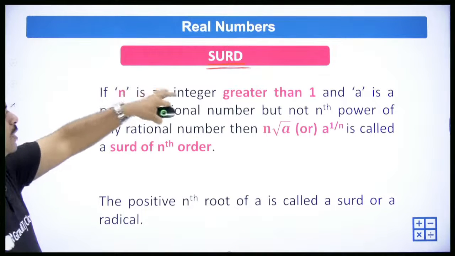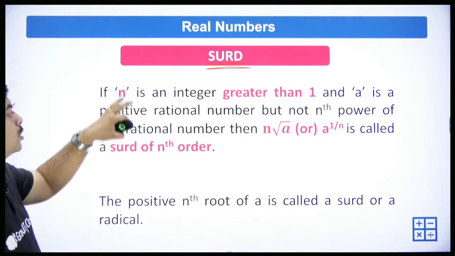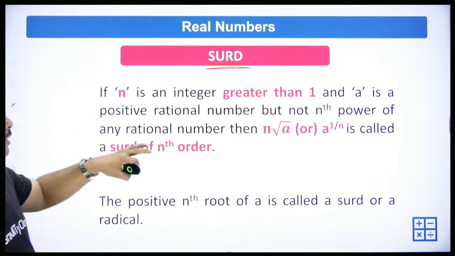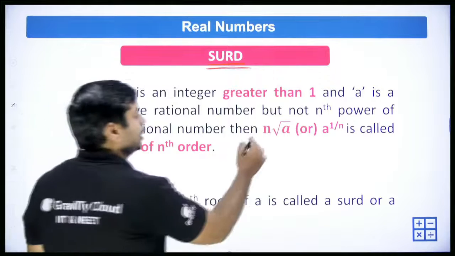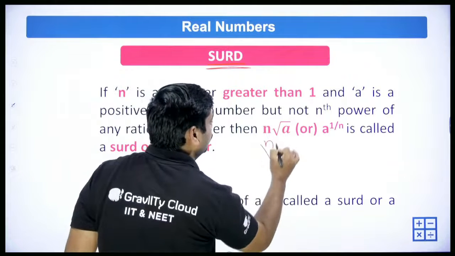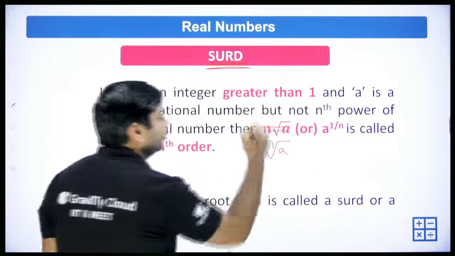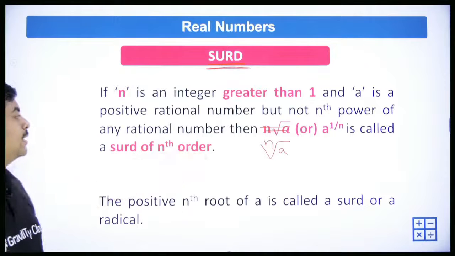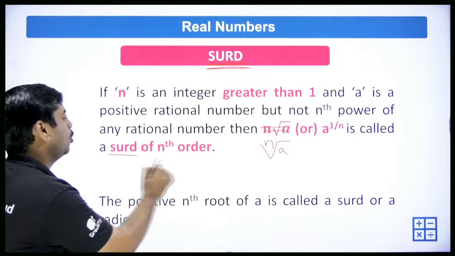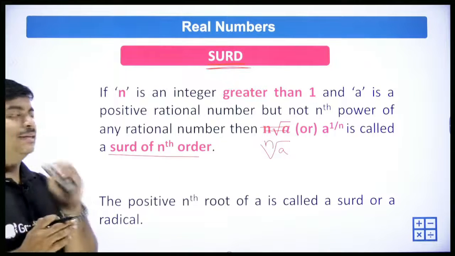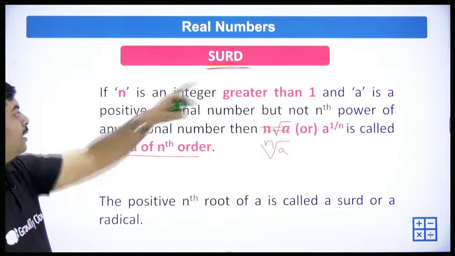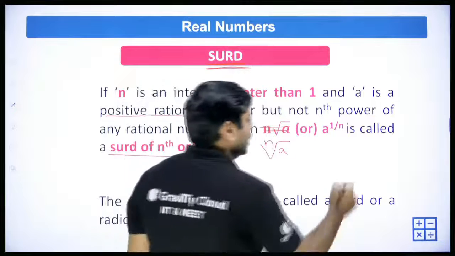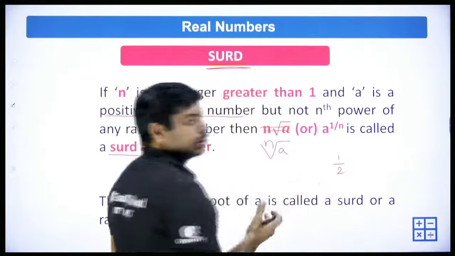If n is an integer greater than 1 and a is a positive rational number but not the nth power of any rational number, then the nth root of a, or a power 1 by n, is called a surd of nth order. So there are some relations between a and n. a is a positive rational number. That means 1 by 2, that is a positive rational number.